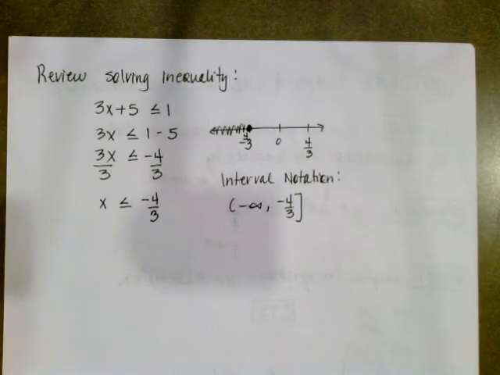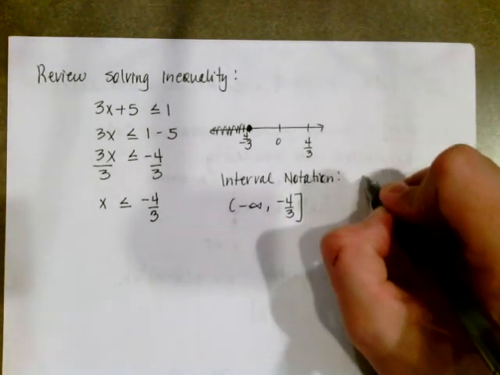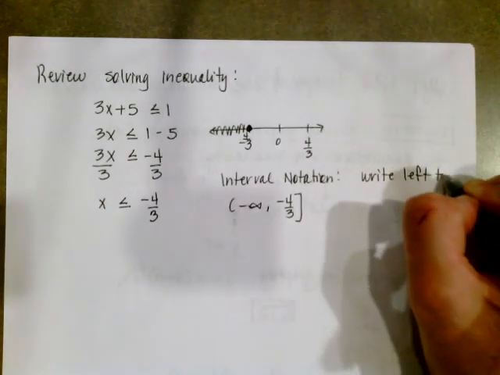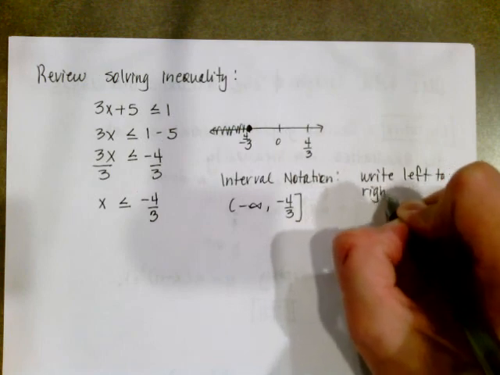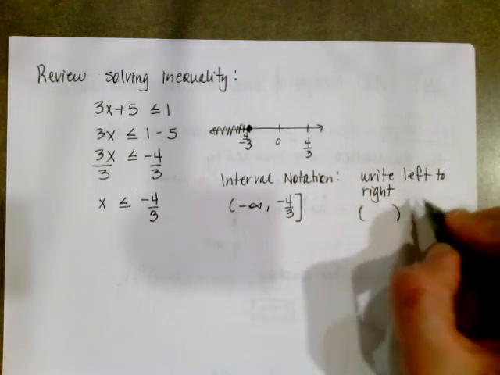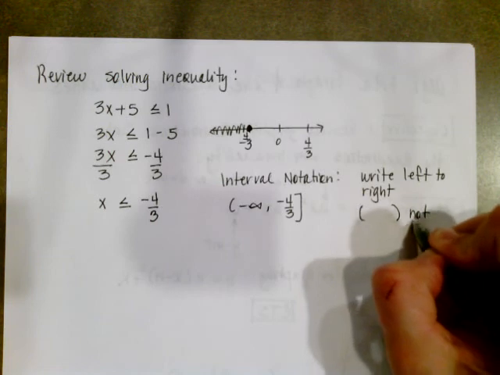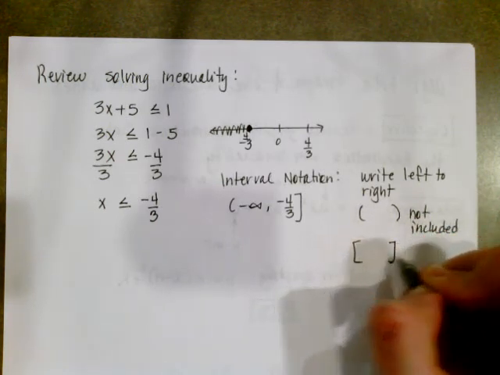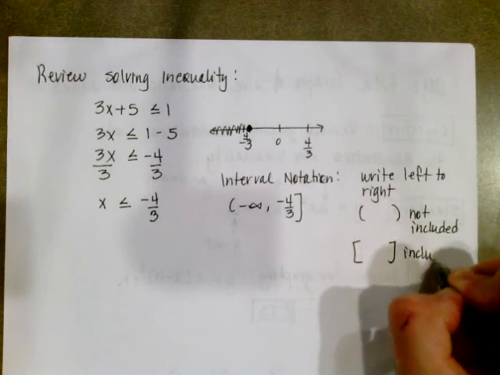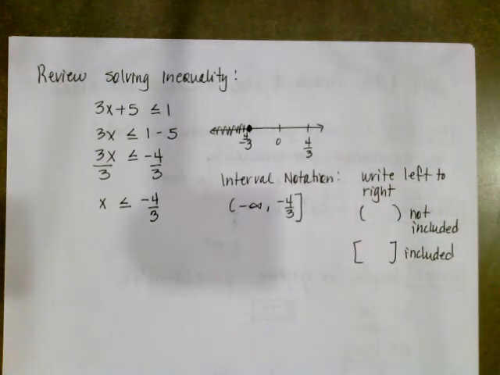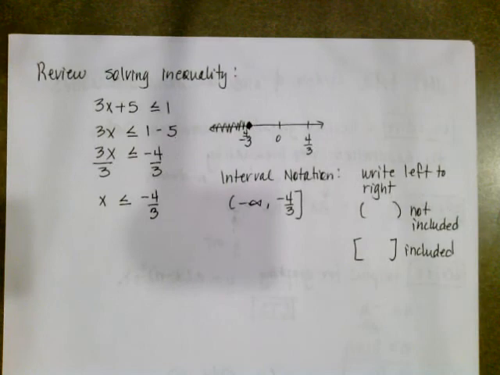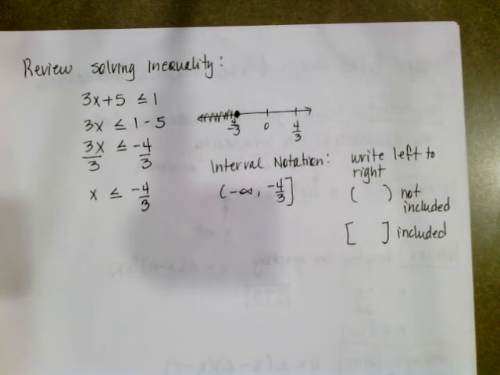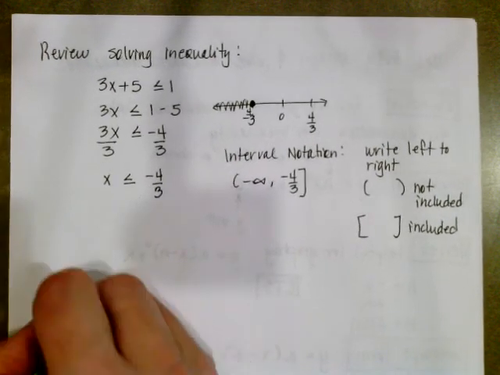So a couple of reminders about my interval notation. I write left to right. An open bracket means not included, and a closed bracket means included. So that's all information that we've covered in the past. All right, so now let's do a different type of inequality just as a way of reviewing.